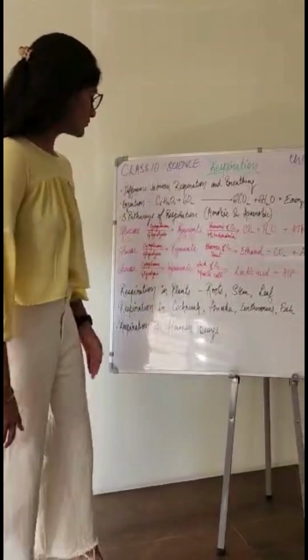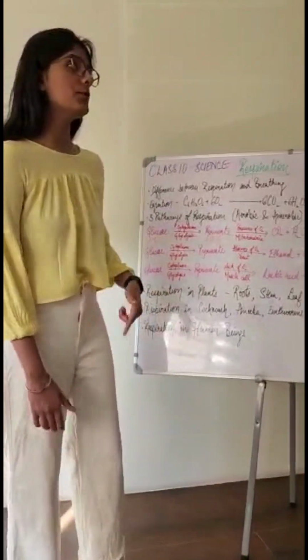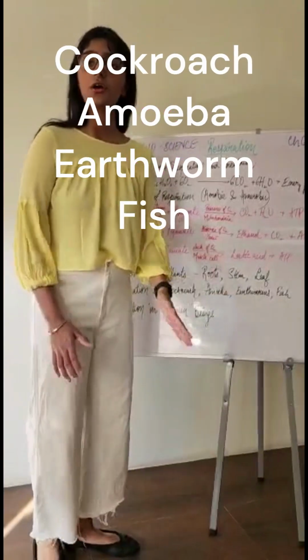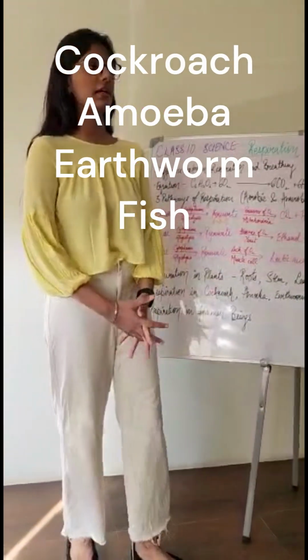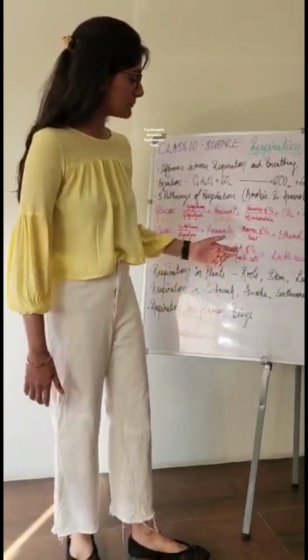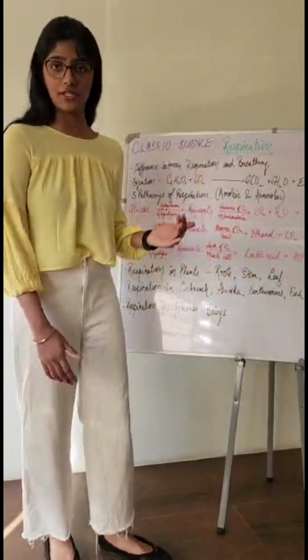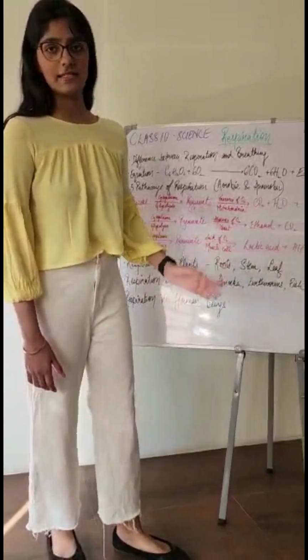Now we go to respiration in animals. Before we go to human beings, we have respiration in other animals like cockroach. Cockroach have spiracles through which they undergo respiration. Amoeba have a cell membrane. Earthworms, leech undergo respiration through their moist skin, and fish have gills.